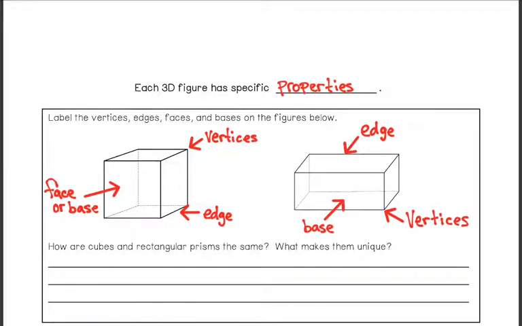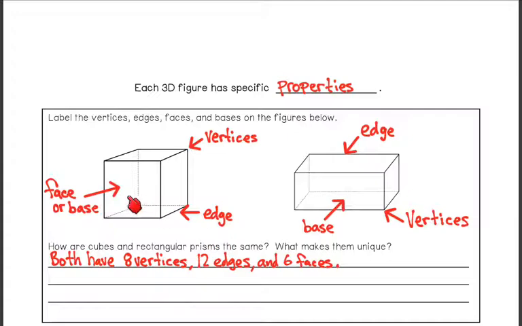Now looking at a cube versus a rectangular prism, how are they the same? And then what makes them unique? So first off, they are the same because both of them have 8 vertices and 12 edges and 6 faces. So if I look at this one, there's 1, 2, 3, 4, 5, 6, 7, 8 vertices, those little corner points. There's 8 vertices, so they both have 8 vertices.